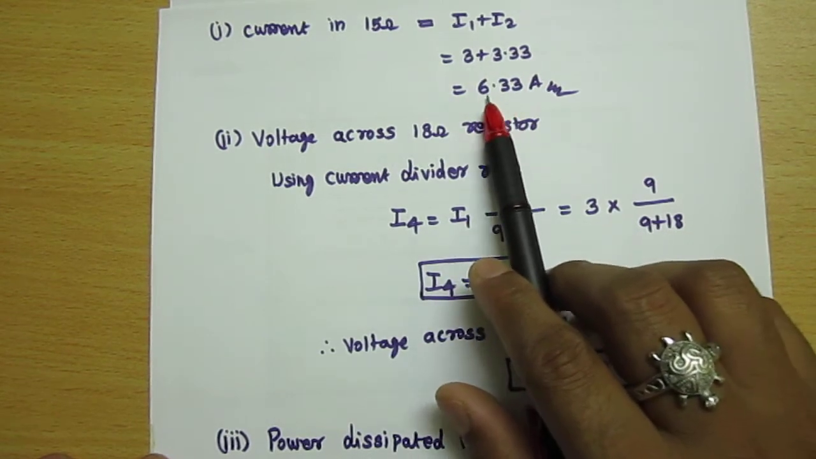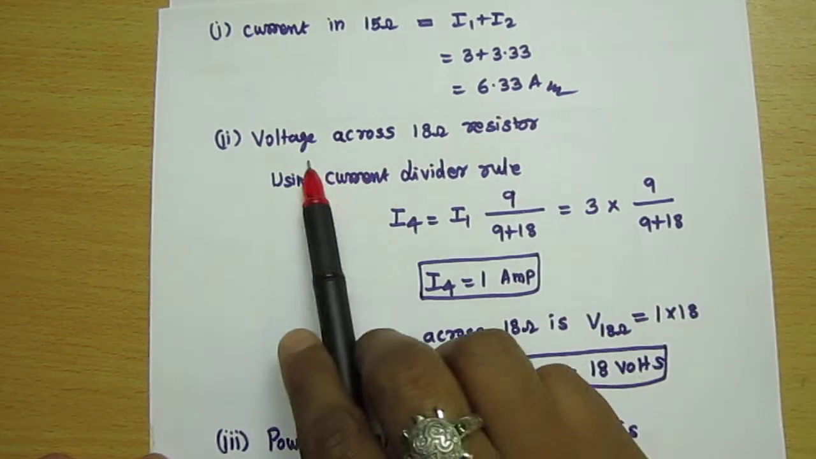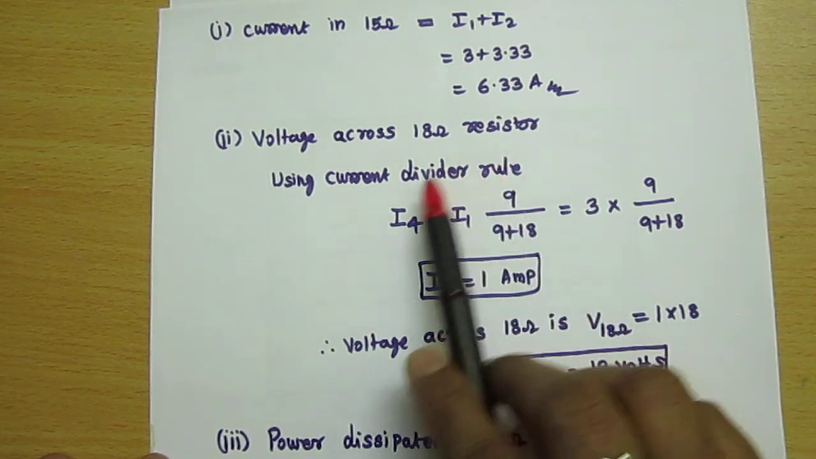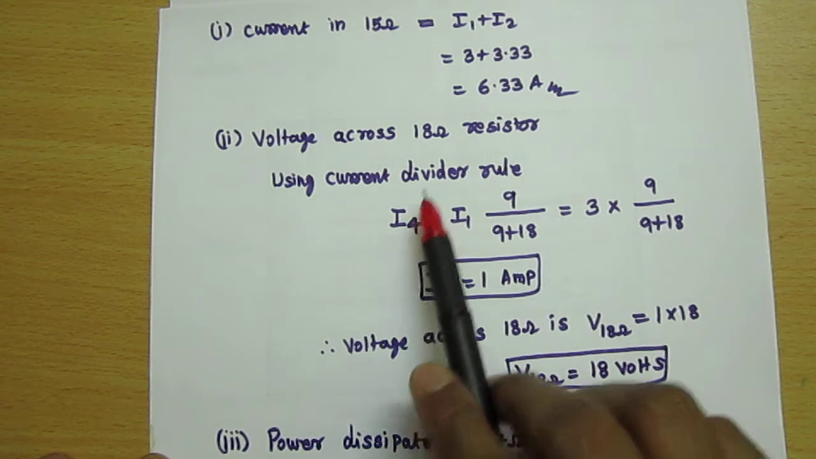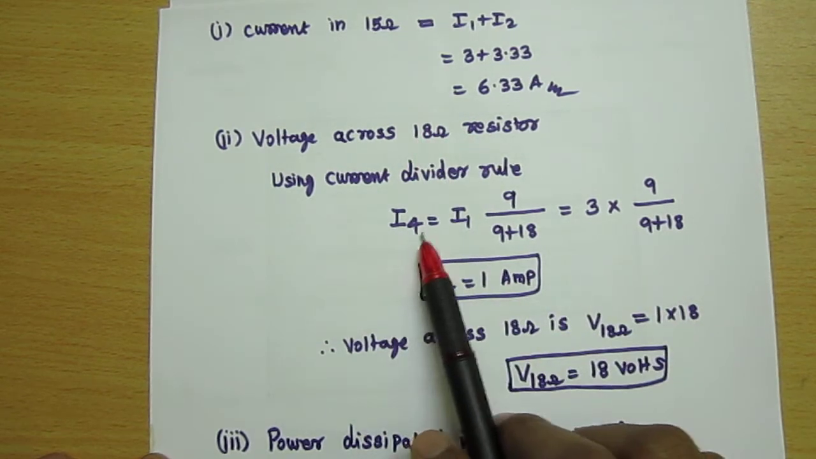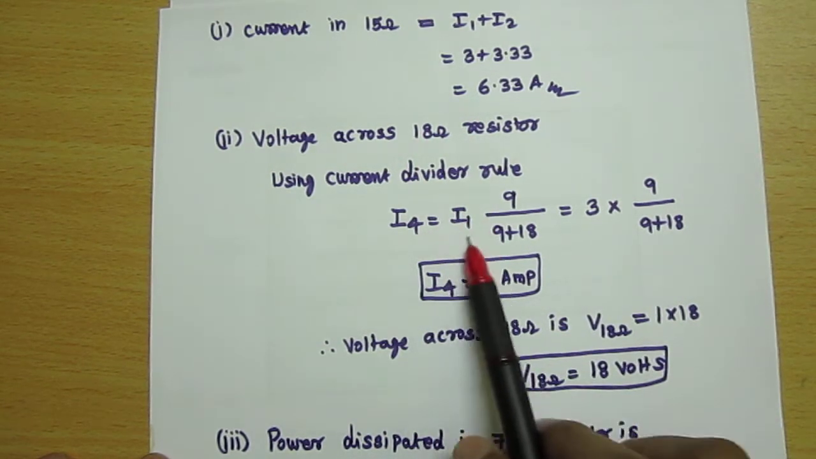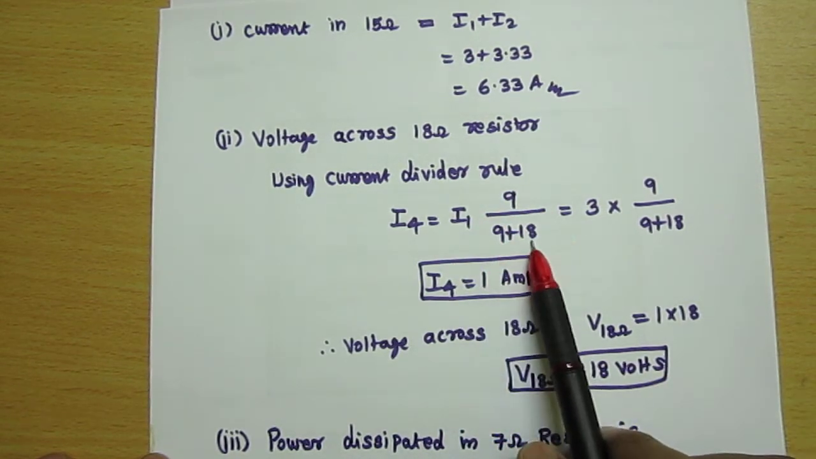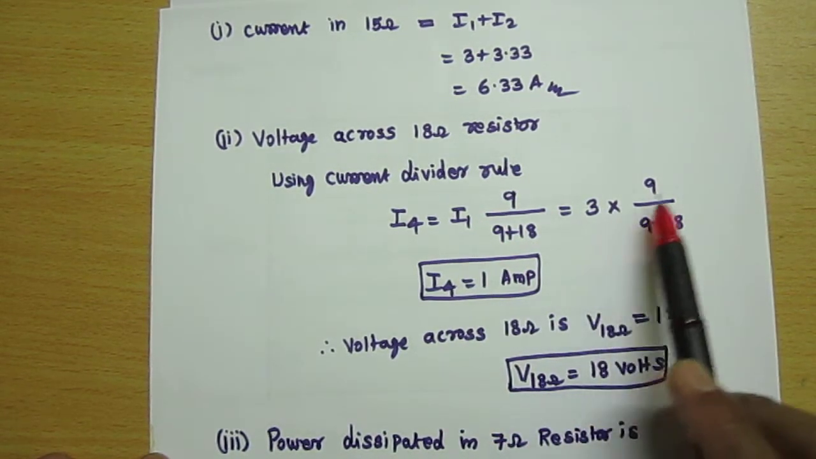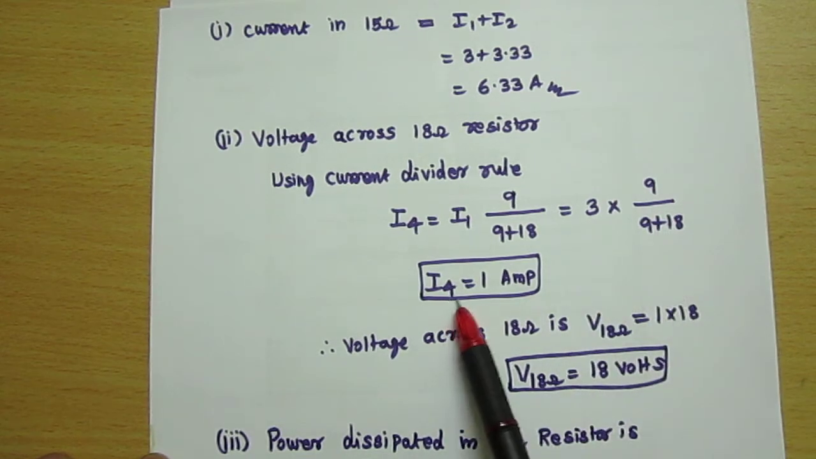So if you add this, you will get 6.33 ampere. Then voltage across 18 ohm resistor. Using current divider rule, I4 is the current in the 18 ohm. So I4 is equal to, I1 is the total current for that branch. So I1 into 9 divided by 9 plus 18. So we'll get 3 into 9 by 9 plus 18. So I4 is equal to 1 ampere.